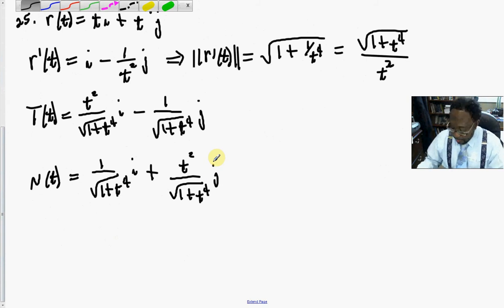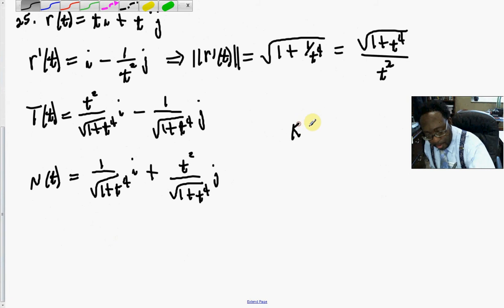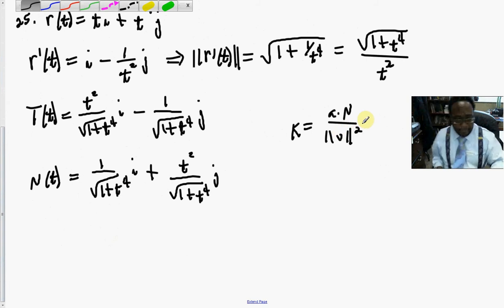Personally, I don't want to have to find the derivative of t and then its norm. So we're going to use the formula that the curvature is the dot product of the acceleration and the normal vector divided by the velocity vector, the norm of that, to be squared. And the problem here was a problem from section 12.4, where we had to find the tangential components of acceleration and the normal components of acceleration. So we've seen this problem before in its setup as well.